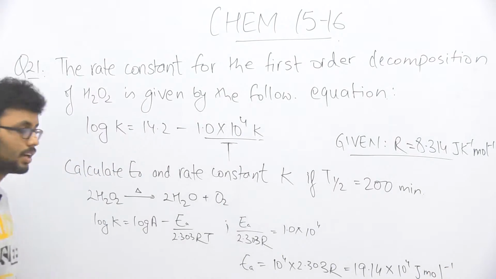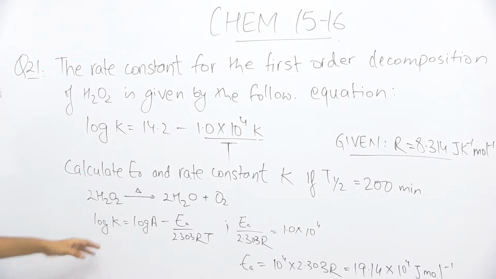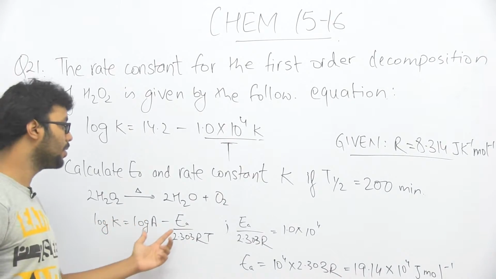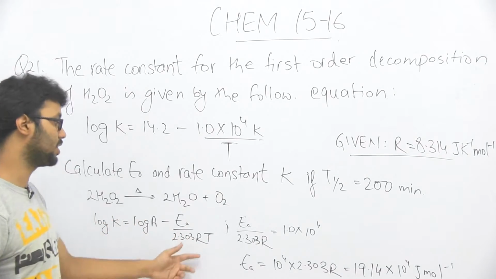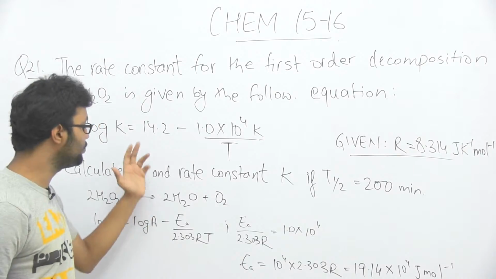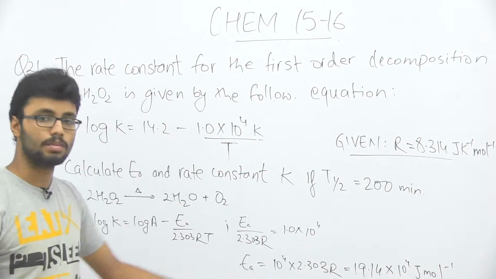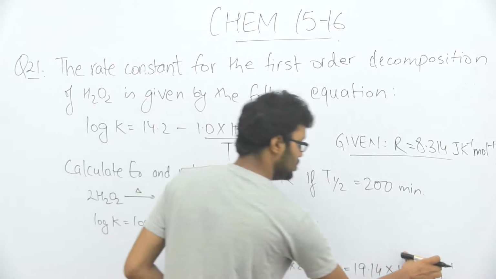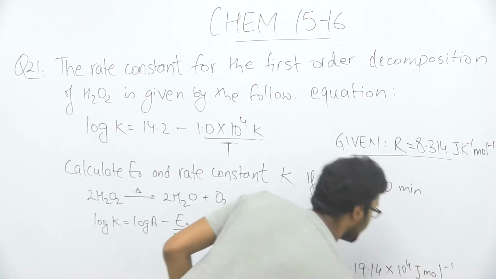So we knew that for any chemical reaction, we have log K equals log A minus EA over 2.303 RT. We compare it with the given equation and we find out the value of EA, that comes out to be 19.14 into 10 raised to the power 4 joule mole inverse.